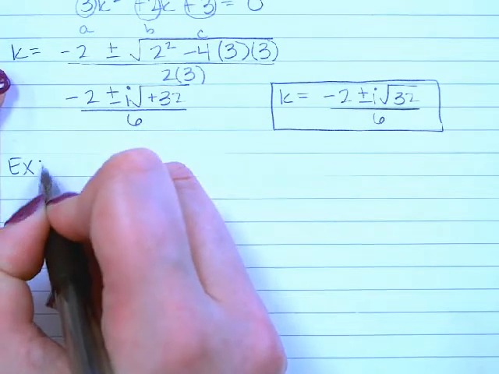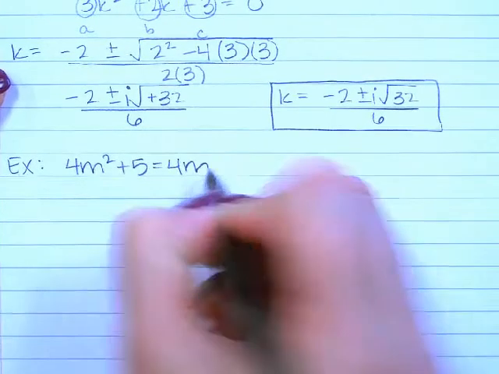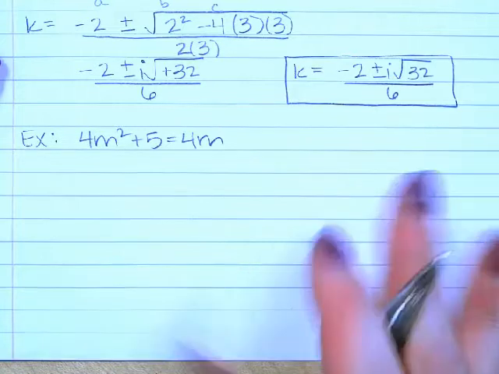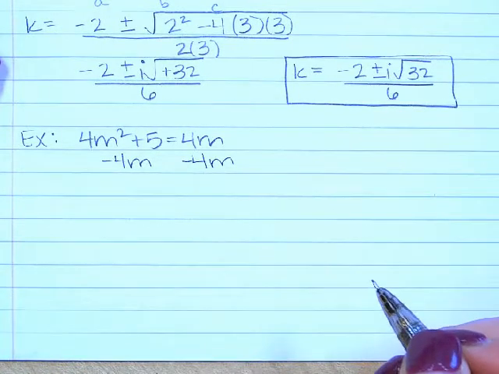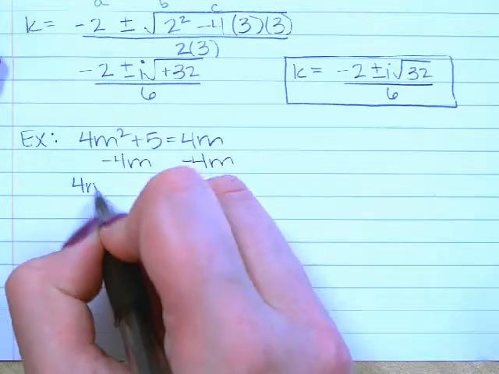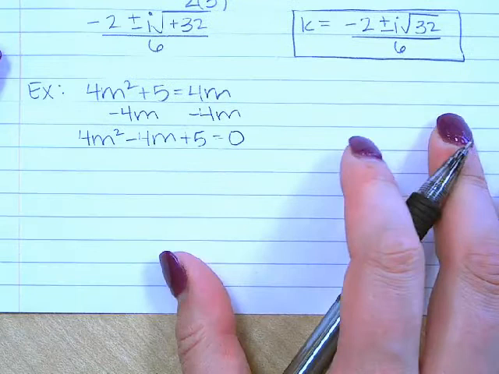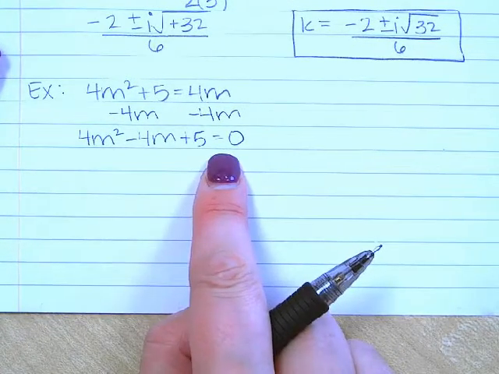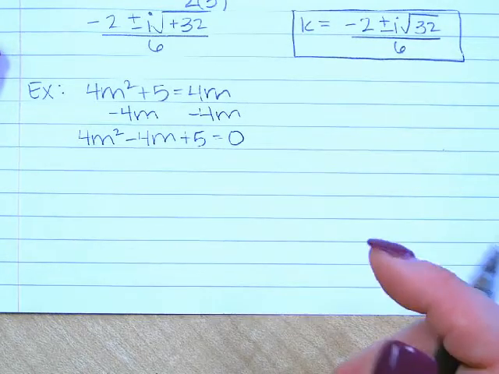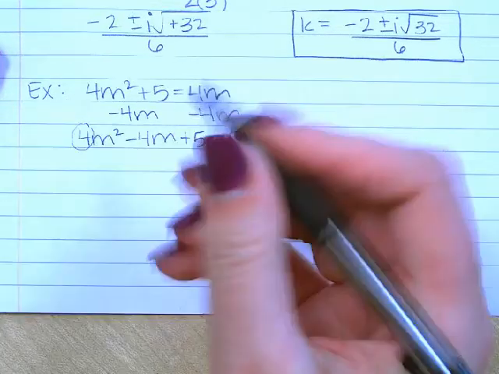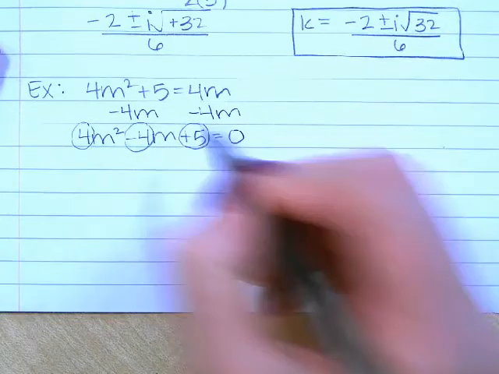All right, the next example, we're going to do 4m squared plus 5 equals 4m. So again, the first thing I need to do is make this equal 0. So I'm going to go ahead and subtract the 4m over to the other side. So I have 4m squared minus 4m plus 5. And again, I'm being really careful to write these in the correct order, because if I don't, then I'm going to choose the wrong number for my A and my B and my C, and then I'm going to get the wrong answer. So here's my A value, 4. My B value is a 4, but it's a -4. And then my C value is 5.